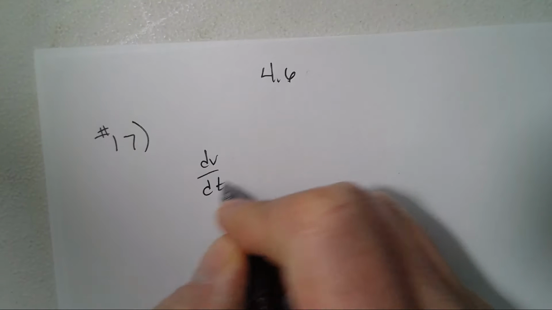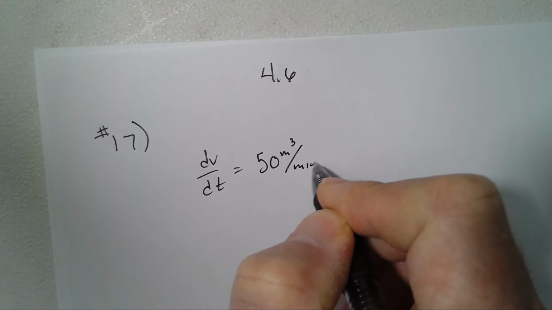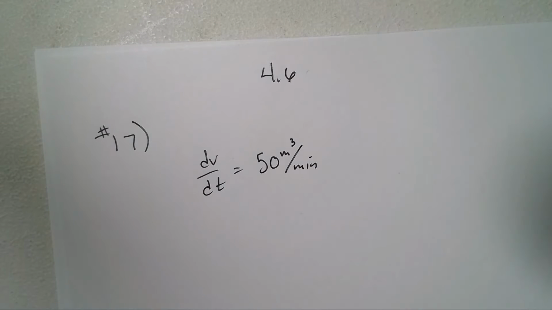Section 4.6, number 17. Water is flowing at a rate of 50 meters cubed per minute from a concrete conical reservoir, vertex down. It's flowing out, so our change in volume is going to be negative.